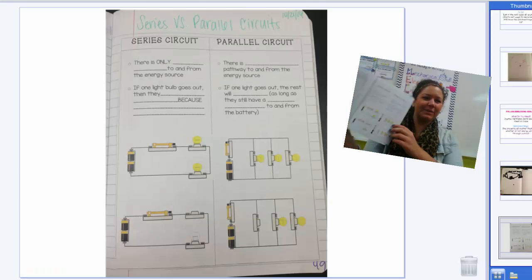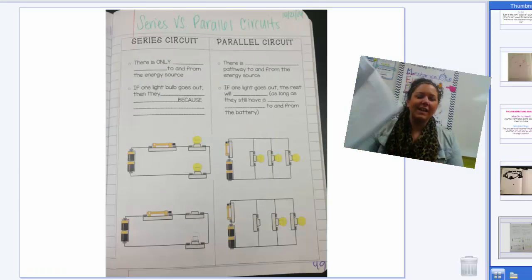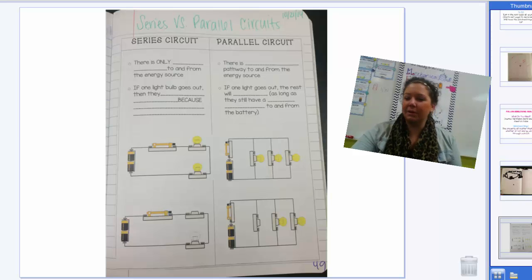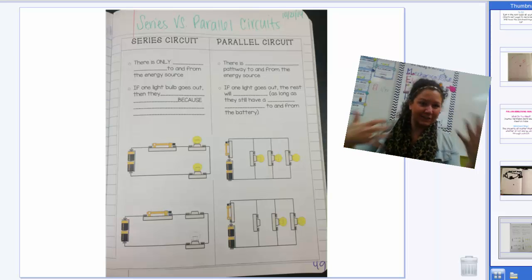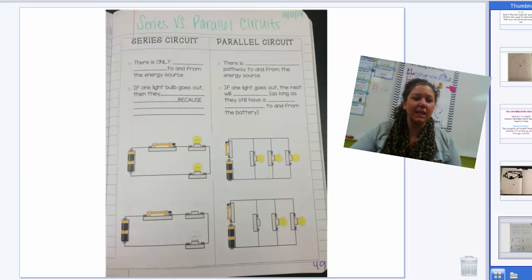Okay, so you should be on page 49 in your journal. You need to set it up like it is set up on the screen. Your title is Series versus Parallel Circuits. When we are talking about series circuits, you're going to fill in the blanks on the series side. When we are talking about parallel circuits, you're going to fill in the blank on the parallel side.